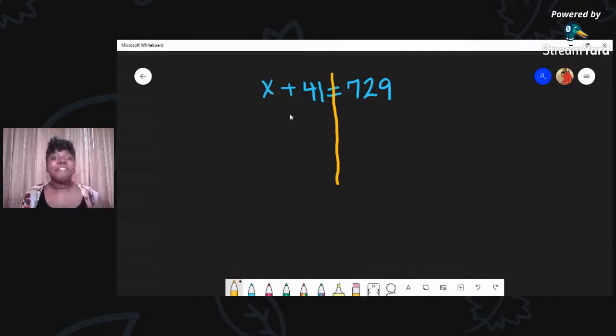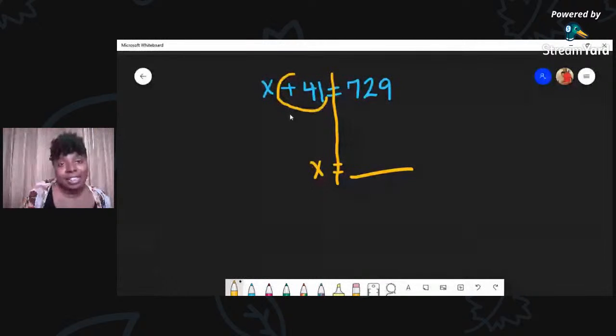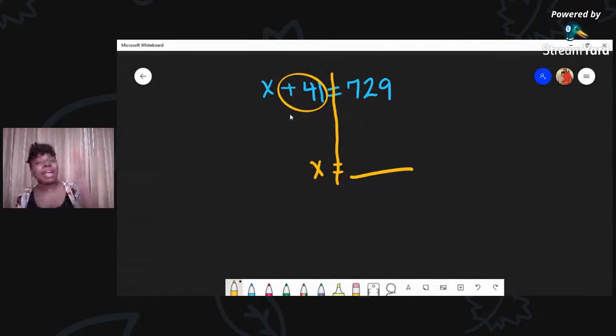All right, my final goal is going to say x equals some number. I need to know what x equals. Right now, there's this addition sign and this number here that's getting in our way. I have to move it. I got to get rid of it, but I can't just get rid of it. So I have to move it from one side to the other, right?